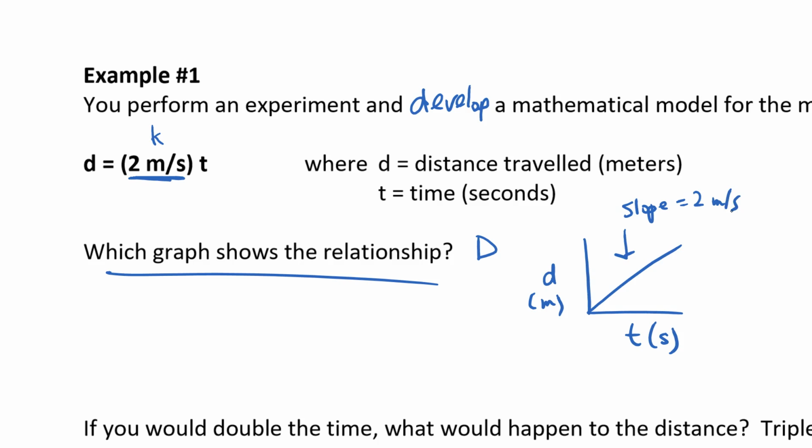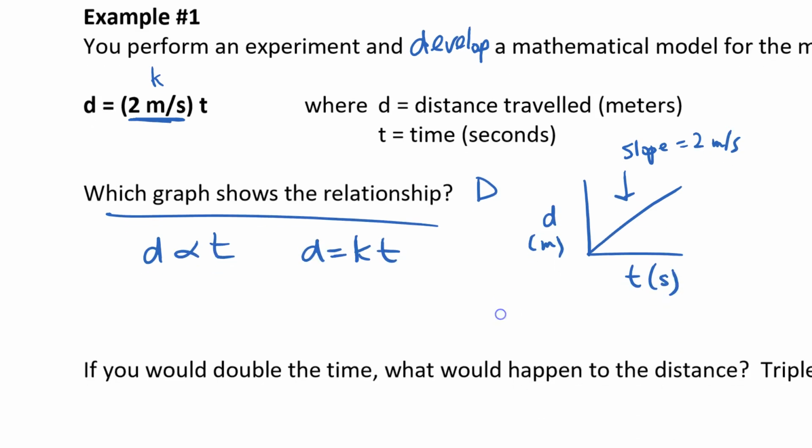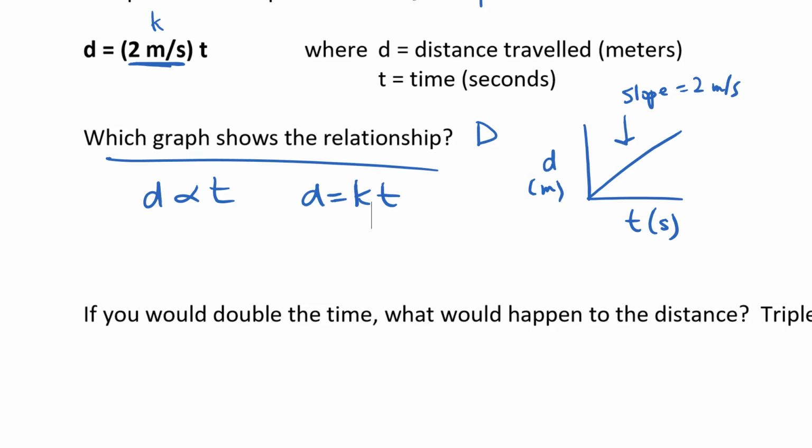Isn't that cool? All right, so another way we could quickly say is that d is proportional to time. Distance is proportional to time. Or you could say d equals k times t, again, where that k is the 2 meters per second. Regardless, moving on to the next question, if we're to double the time, so what does double mean? Double means times 2. If we double the time, then this would just get multiplied times 2. So what would happen to the distance?